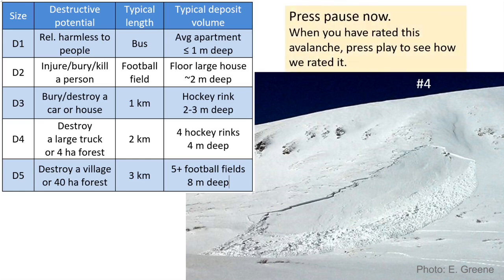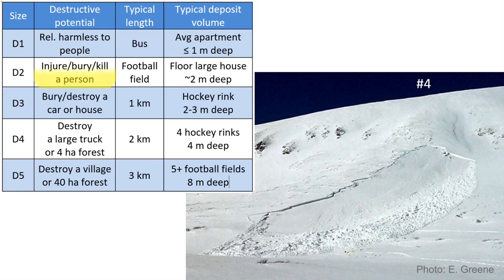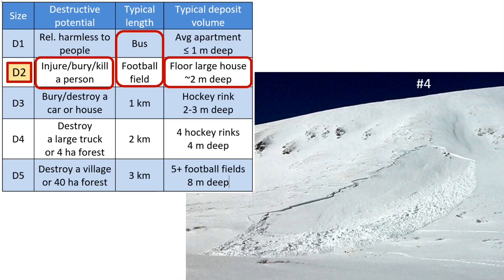Press pause now. Looking at the deposit and visualizing the avalanche in motion, this collar avalanche could certainly injure or kill a person. Hard to say if its length is closer to a bus length or football field, so we'll show the uncertainty like this. The deposit is closer to being able to fill the ground floor of a large house 2 meters deep than an apartment 1 meter deep. Since we weigh the volume and destructive potential higher than the length, this avalanche is a D2. 1 person on snowshoes was killed by the avalanche.